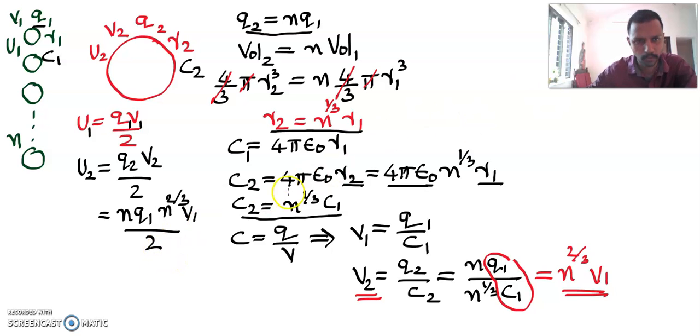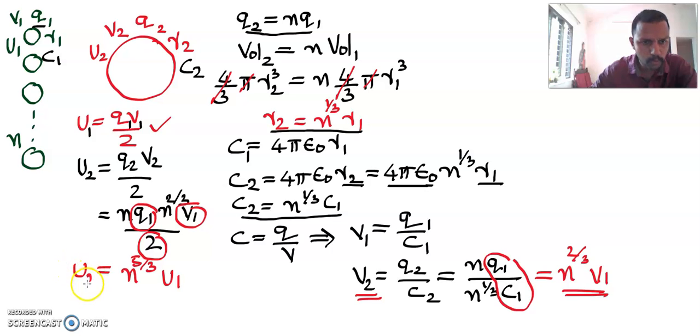Then let's focus on this. What is Q1 V1 by 2? Q1 V1 by 2 is U1. Then the remaining is n into n raised to 2 by 3. What is n into n raised to 2 by 3? n into n raised to 2 by 3 is n raised to 1 plus 2 by 3. That means n raised to 3 plus 2 by 3. That is n raised to 5 by 3. Is that clear? n raised to 5 by 3. Q1 V1 by 2 is U1. Therefore, U2 is equal to n raised to 5 by 3 U1.